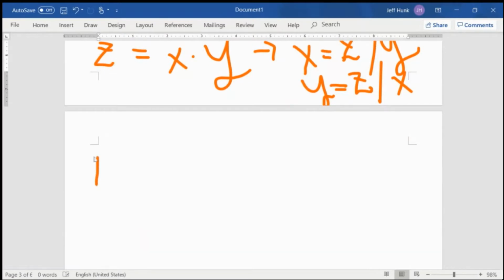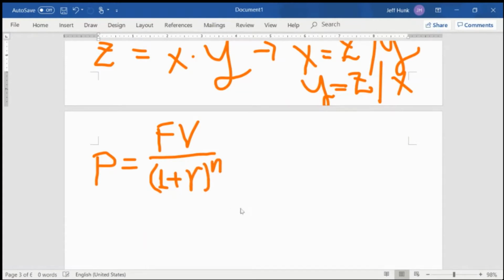So all you need to do is, if you're solving for P, then it is simply future value over 1 plus r raised to n. Okay? And this is called present value. In other words, principal is present value if you're looking at it from the future, right?